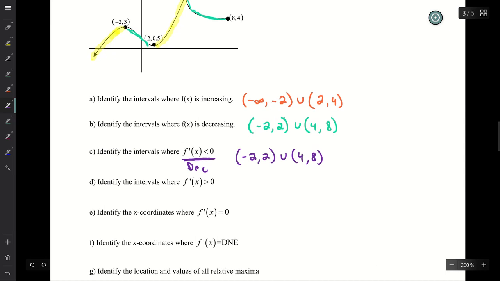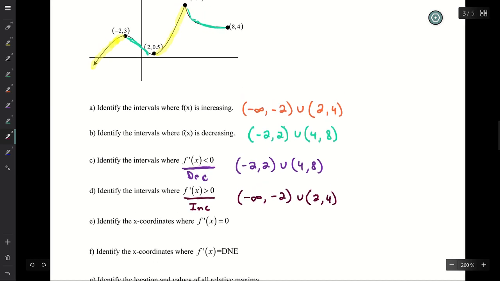All right, then the next question is, where is f prime of x greater than 0? That's going to mean, where am I increasing? It's just, I'm going to say, calculus terms for increasing. So I said that I was increasing originally from negative infinity to -2, and then union 2 to 4.